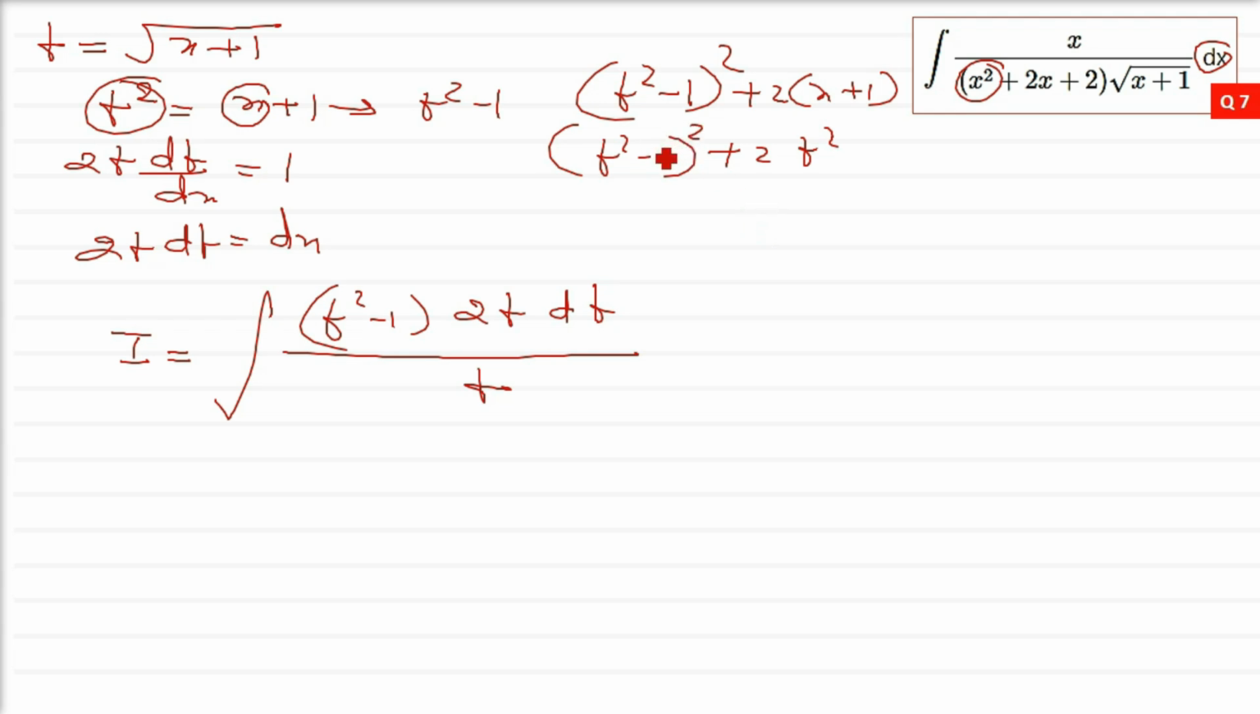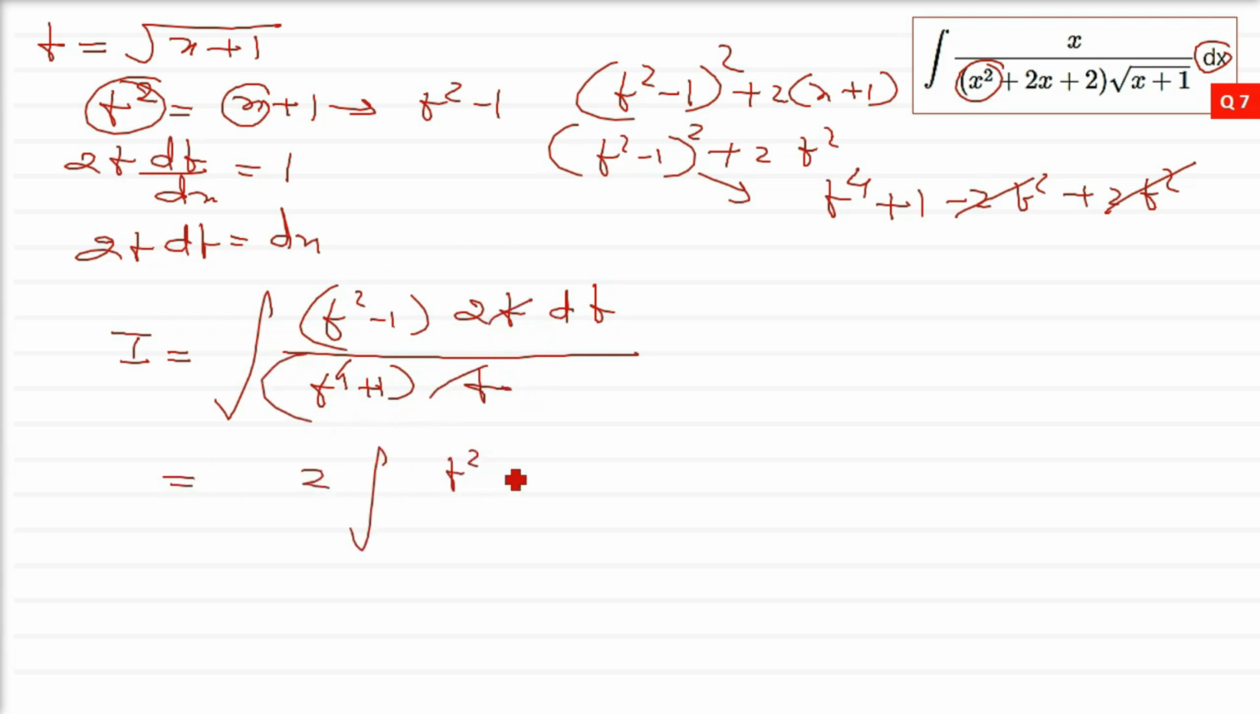Now let's open this. A minus b whole square is a square plus b square minus 2ab. A is t square here, b is 1 here, and then we have a 2t square. So after this cancellation only t raised 4 plus 1 is being left. The t square also gets cancelled. I told you in the previous question, keep an eye on t square minus 1 by t raised 4 plus 1, because we are going to witness the same thing again. So I hope that this can be solved by you.